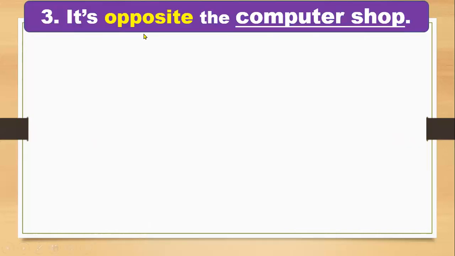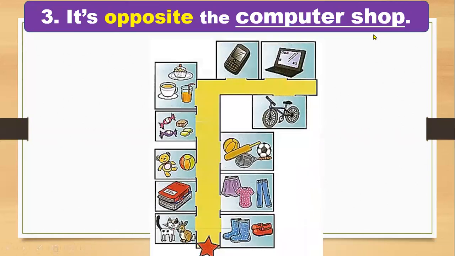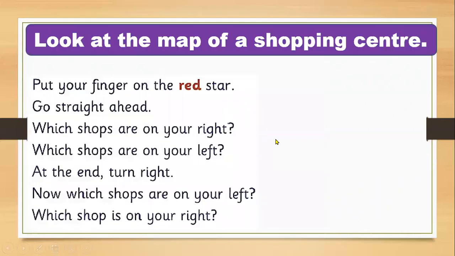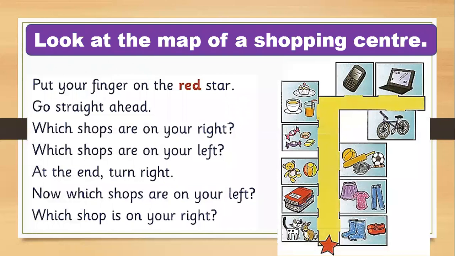It's opposite the computer shop. Look at this map. Find the computer shop. Yes, here is the computer shop. So what is opposite the computer shop? There is a bicycle shop. Now this is the exercise in your book. You have to read the sentence and find out the direction of different things. So put your finger on the red star.